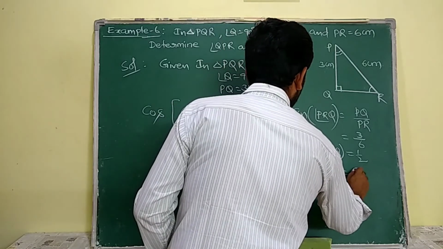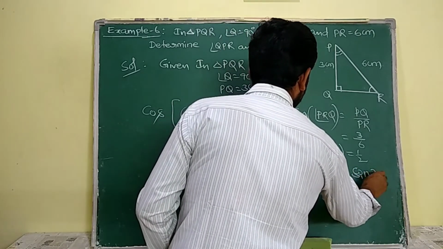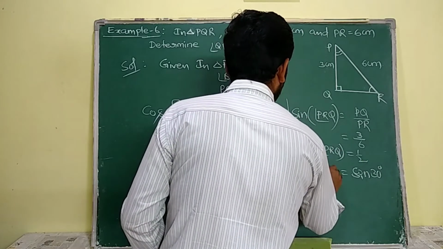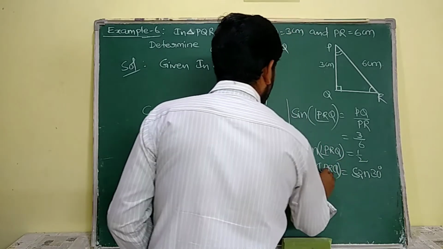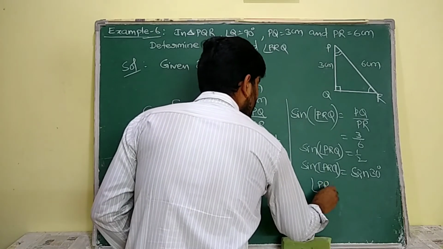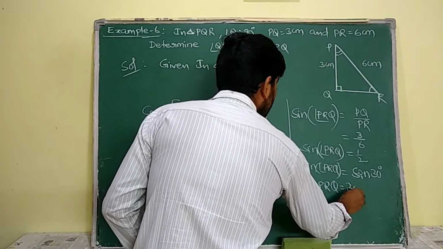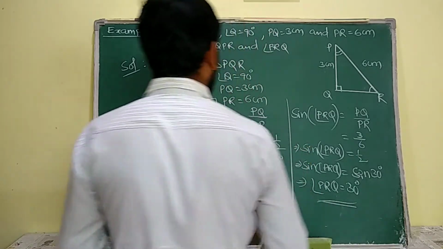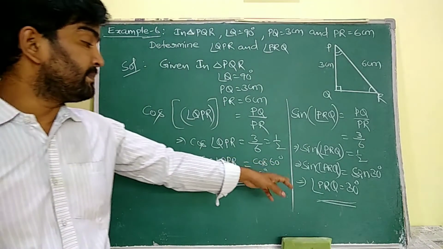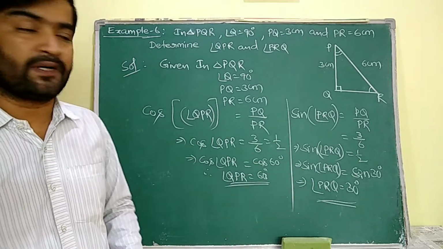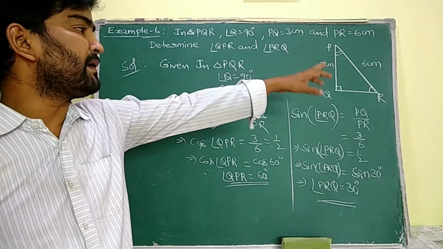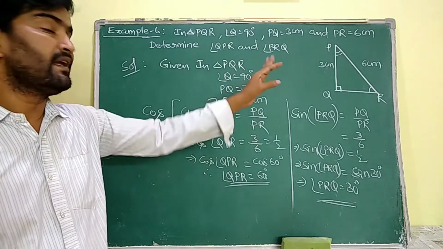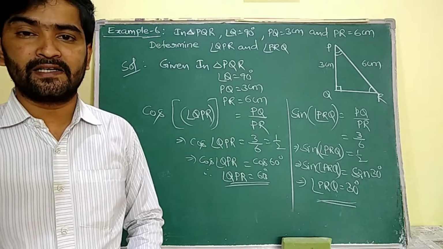Okay, sine of what value gives us 1 by 2? Sine 30 degrees. By comparing both sides, angle PRQ is equal to 30 degrees. Okay. You may also calculate PRQ by using the angle sum property. Why? Because we know that P plus R is equal to 90 degrees, and we obtained P as 60 degrees, then definitely the R value is 30 degrees.